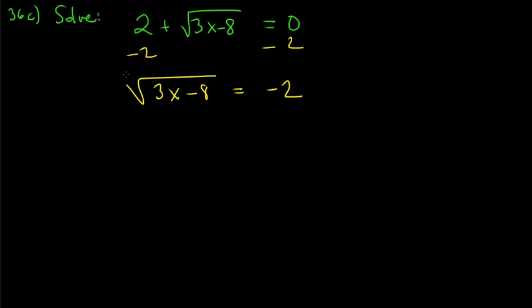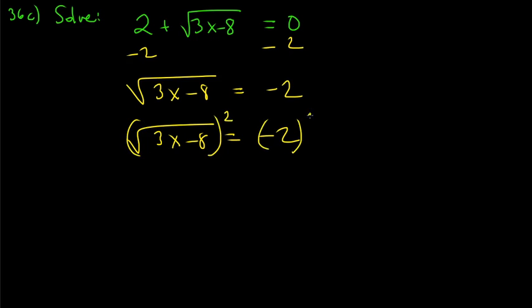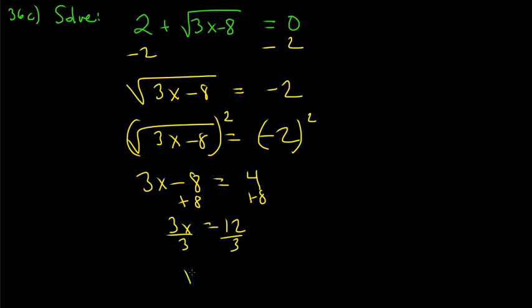All right, so now let's get rid of the square root. So we do that just by squaring everything. Square the left side, square the right side. You get 3x minus 8 is equal to negative 2 times negative 2. That's positive 4. Right. Add the 8 to both sides, and you get 3x is equal to 12. Divide by 3, x is 4.